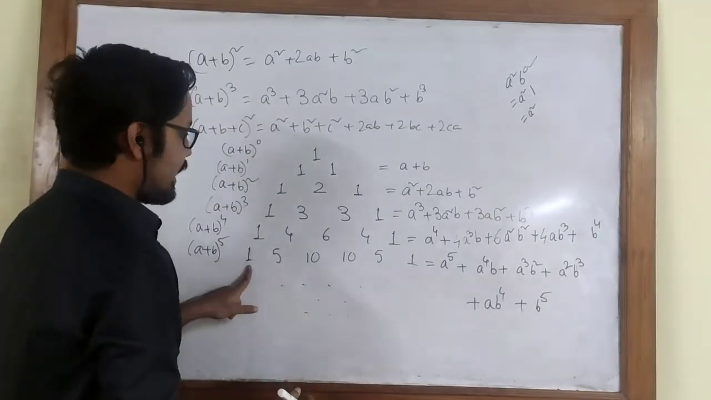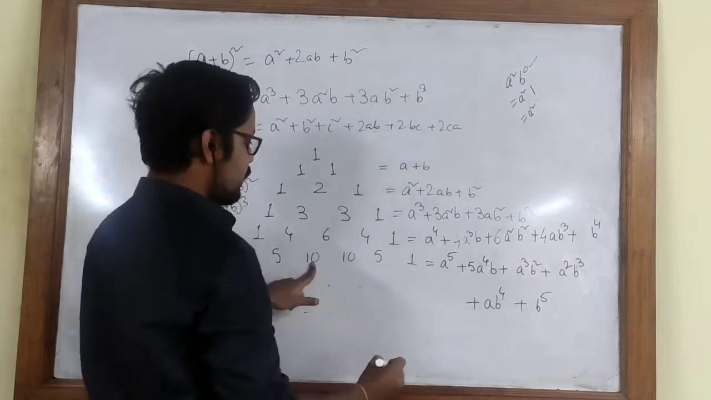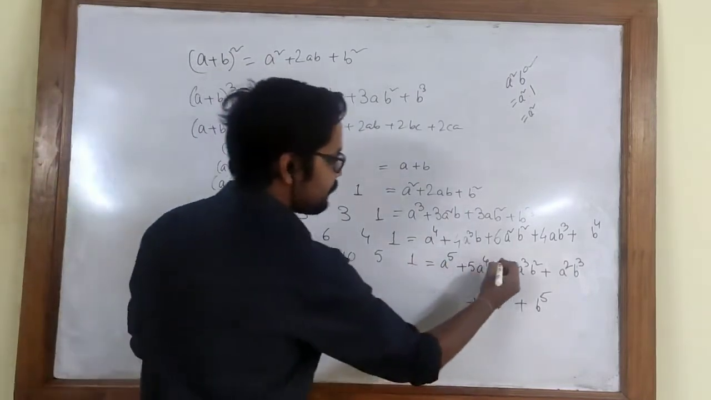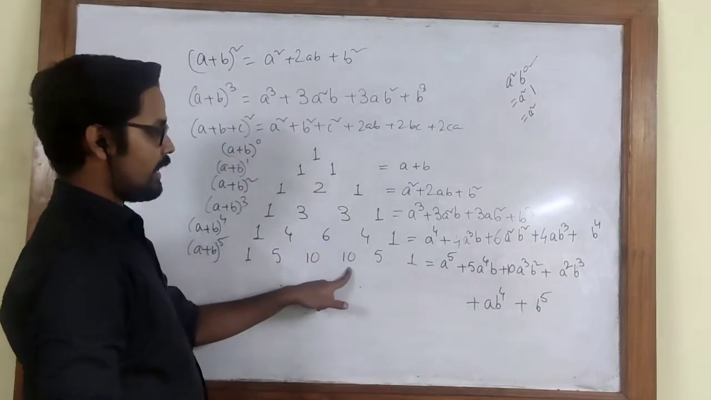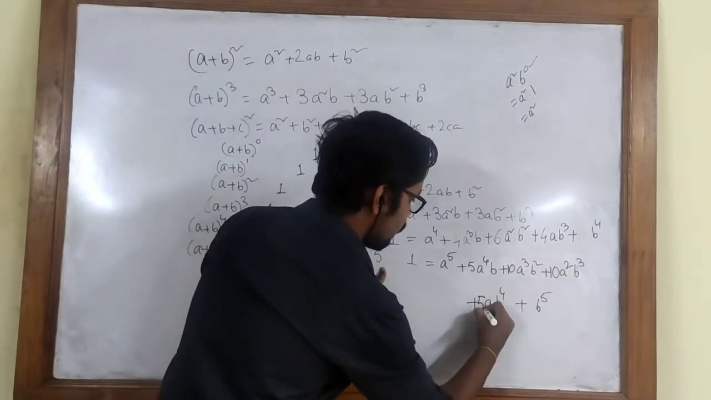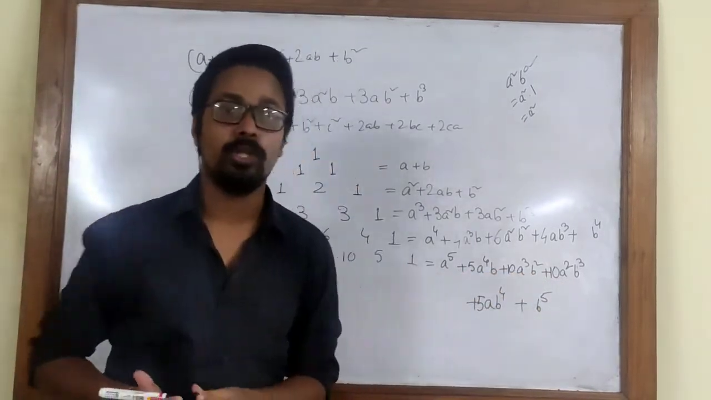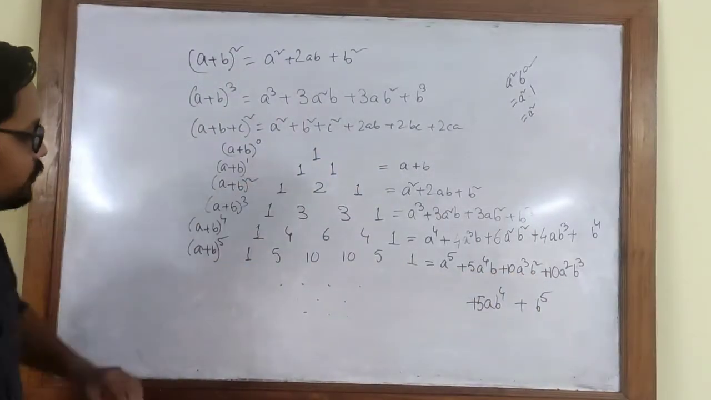Now we will look into the coefficient. What will be the coefficient? A's coefficient will be 1. Second term coefficient will be 5. Third term will be 10. Fourth term will again be 10. Fifth term will be 5. Sixth term will be again 1. So this is the formula for a plus b whole to the power 5. So that is how you can use this.